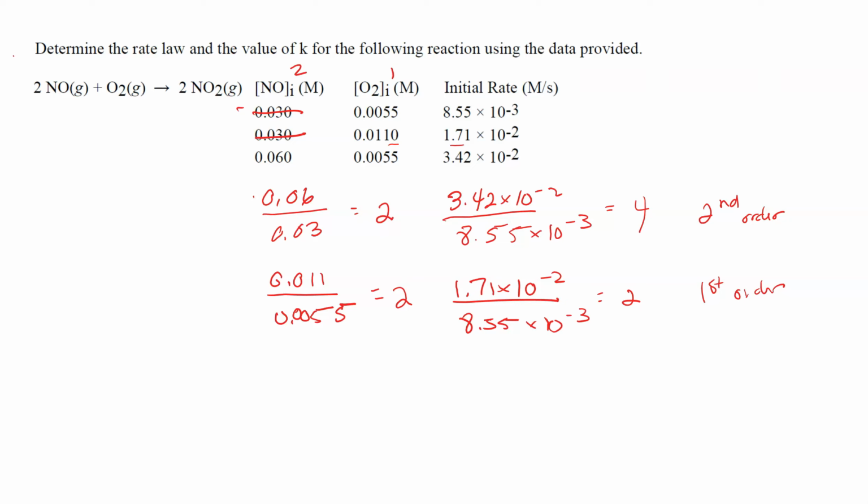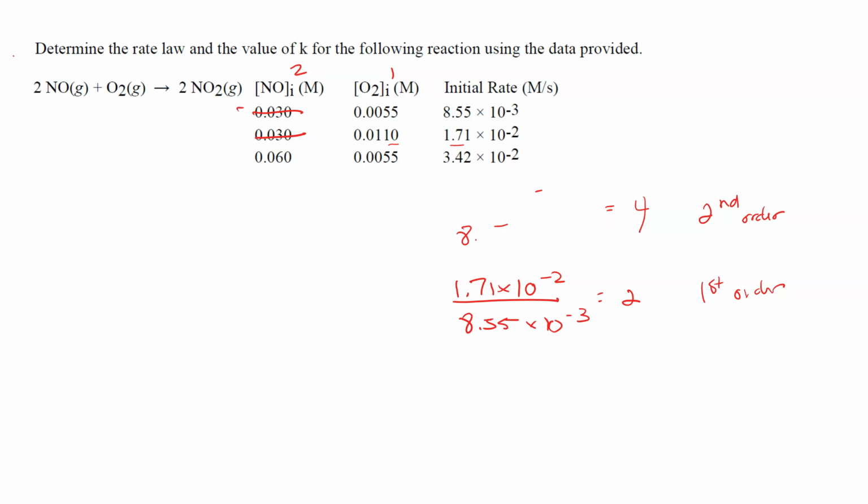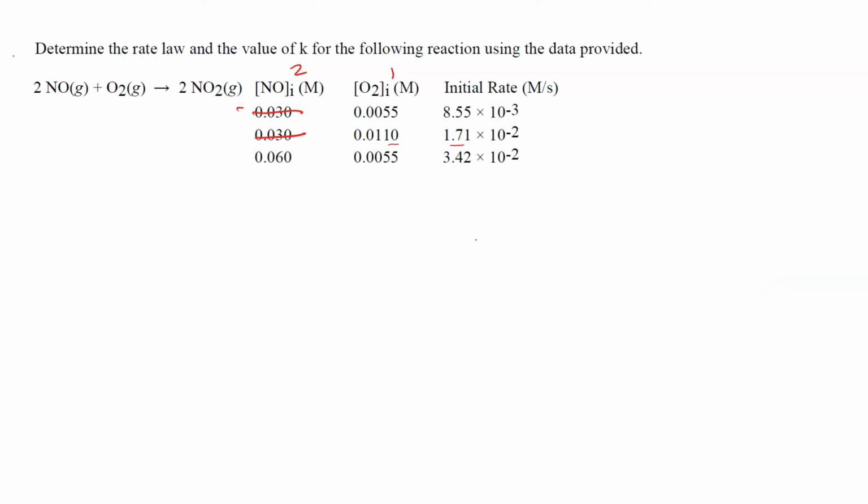Now we're ready to just get this party started. Okay, so now we have this, remember, rate equals K times the concentration of NO squared, because it's second order with respect to nitrogen monoxide. We've got our oxygen gas, which is first order, and now we're ready to go.